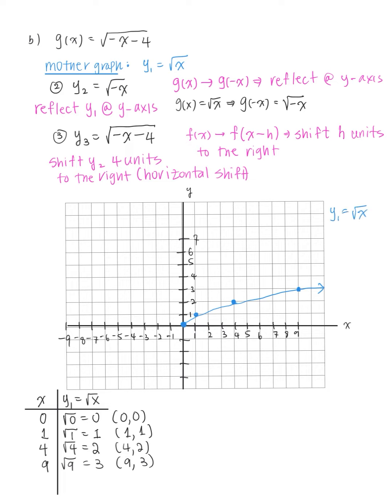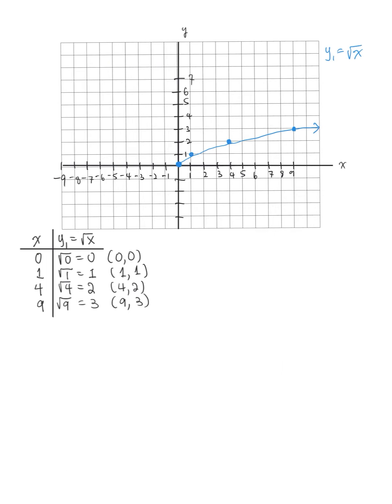Now let's deal with y2, but as always, I'm running out of room here. So let's go on the next page and then I will copy and paste the graph that we just drew and the original chart. Okay, now let's go with y sub 2. So here, let me just make a chart, x, and then y sub 2 was square root of negative x. And remember what we're supposed to do.